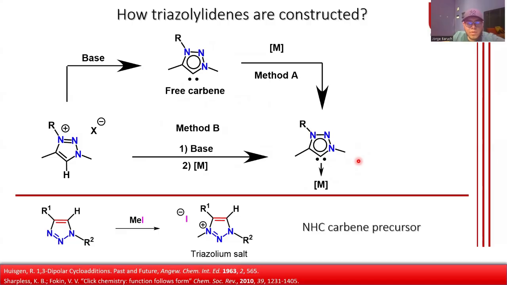So the triazolium salt is very important as a precursor for generating either the free carbene or, in method B, the transition metal complex in just a single step.